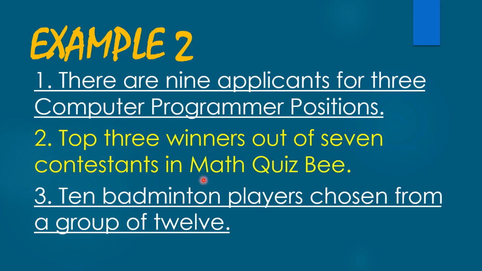On the other hand, top 3 winners out of 7 contestants in Math Quiz B is not a combination. Since we need to take top 3 winners out of 7 contestants, there will be first place, second place, and third place. They are different winners, so they will be considered as different positions. And this requires an order. So this is a permutation.